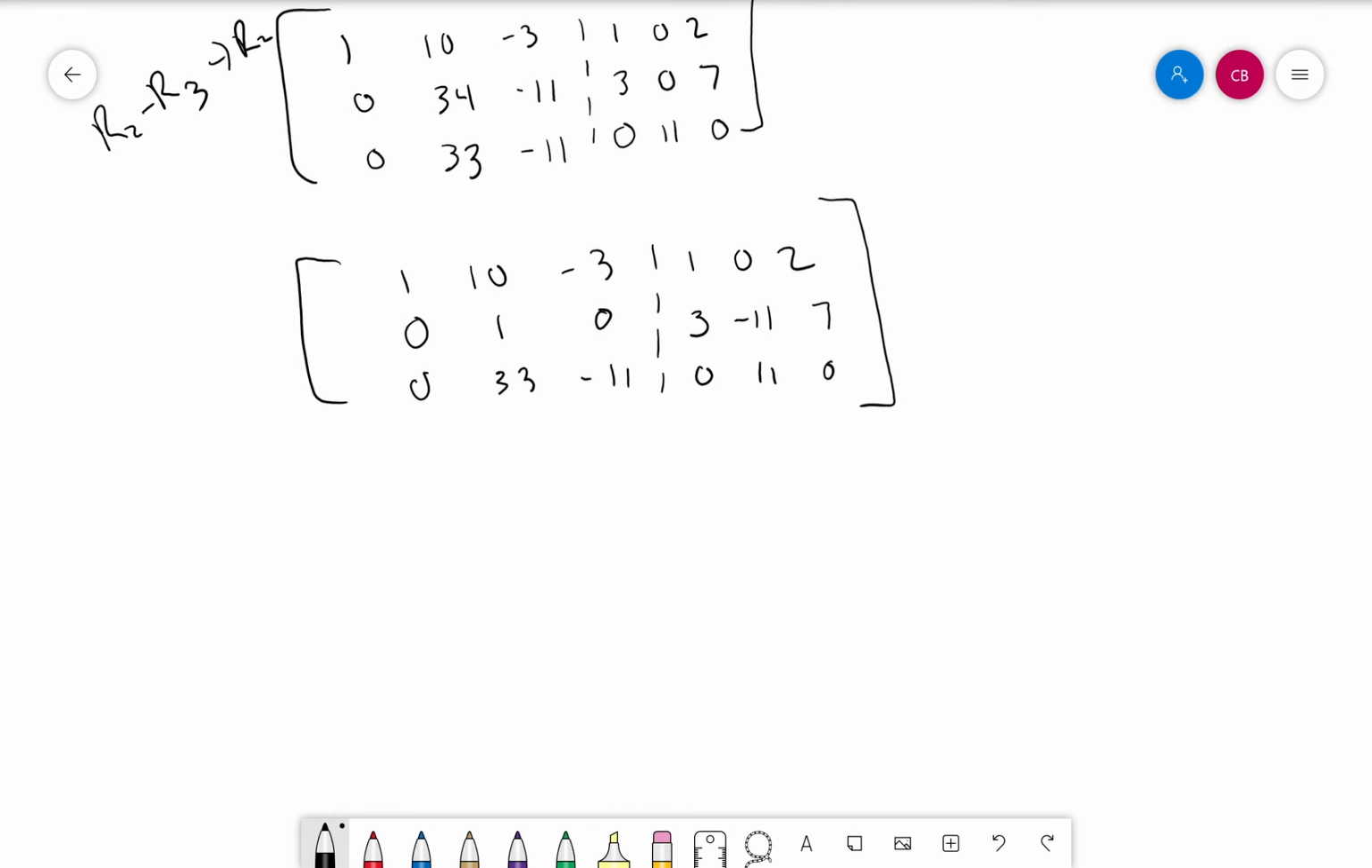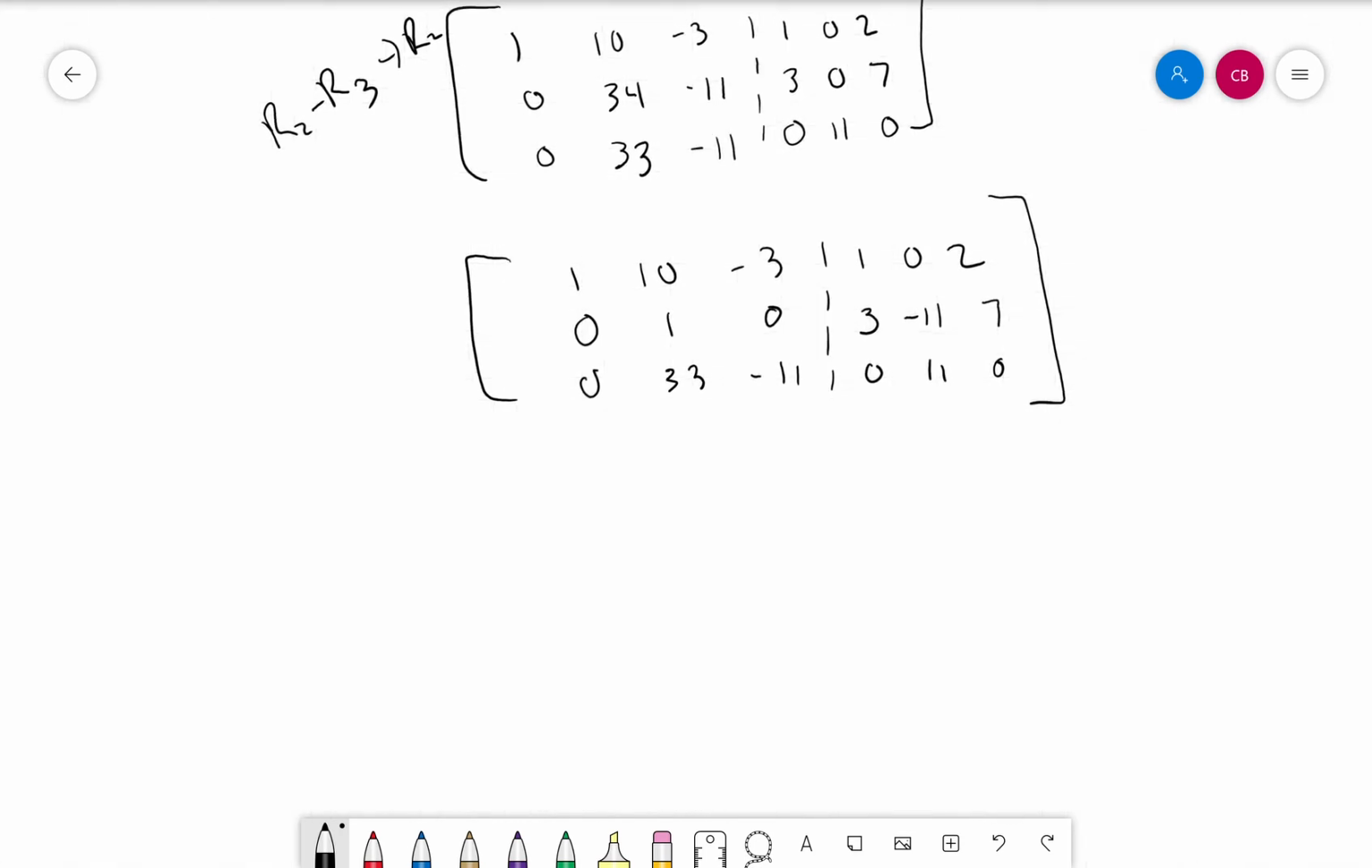Now, we need to get rid of this 10 and this 33, so let's do it. So we're going to use the middle row, row 2. We're going to do negative 10 times row 2, add it to row 1, yield row 1. And we're going to do negative 33 times row 2, add it to row 3, yield row 3.